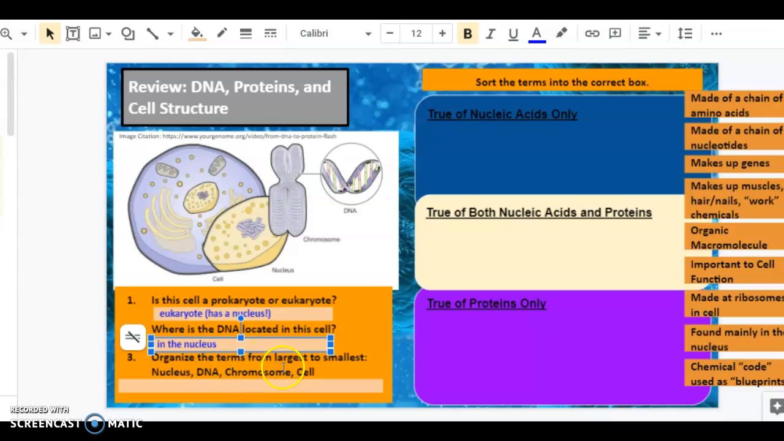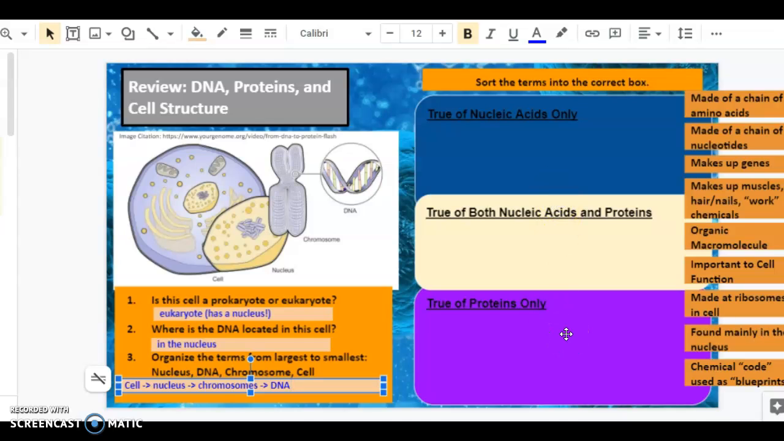Organize the terms from largest to smallest. The cell is the largest structure. The nucleus is the next largest. Chromosomes are in that nucleus, and chromosomes are made of DNA. So let's remind ourselves a few things about nucleic acids and proteins, which we studied when we studied biochemistry.